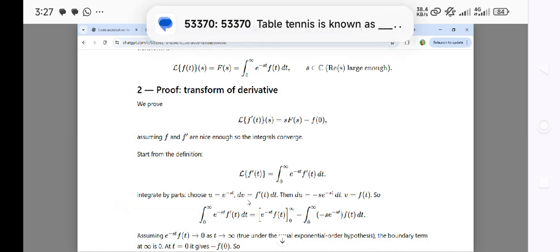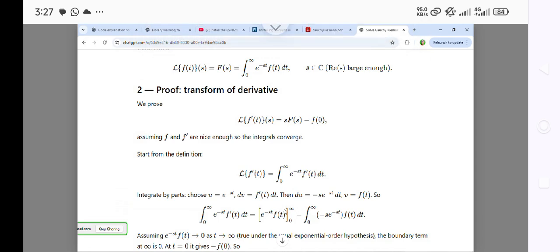So when you have that, you need to get your u and your v. But already the assumption whenever you're solving is that you know your u. Your u is exponential minus st. Then your dv is f prime of t dt. When you have these two, you can get du from u, and you can get v from dv.